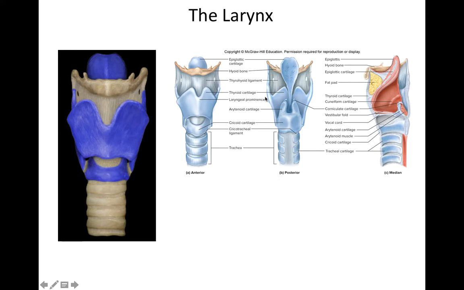Here we're looking posterior. So here you can see the epiglottis, the thyroid. You can see that the thyroid cartilage does not go all the way around. It stops. And then the cricoid, this is what it looks like on the anterior, and then on posterior it tends to get a little bit bigger.